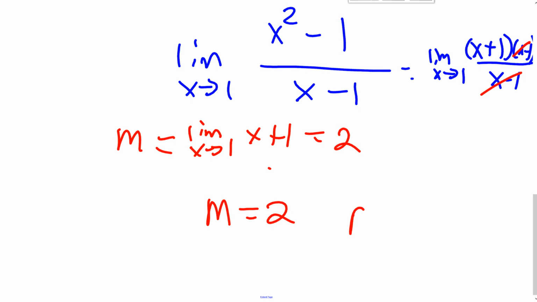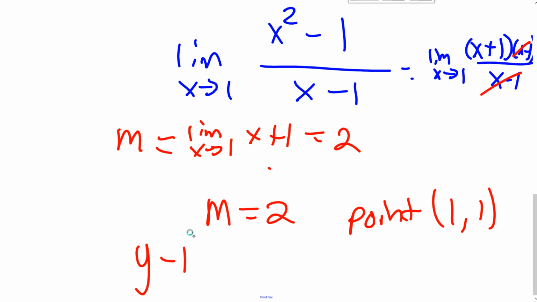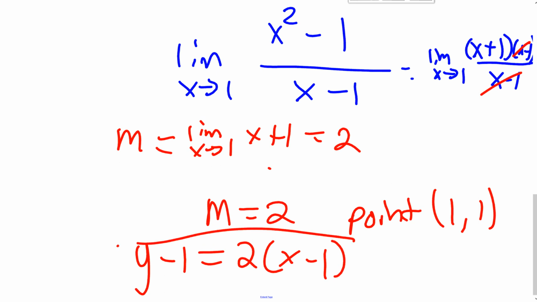And now I have my point, (1, 1), and I have my slope. So now I can go ahead and write my equation, y minus y1. As long as it doesn't say what type of equation, I can put it in any form I want to. It's probably best practice to eventually get to standard form. Equals m times (x minus x1). There we go. There's my equation.